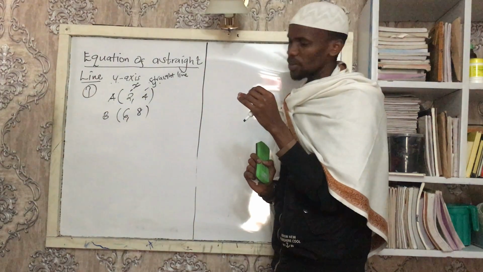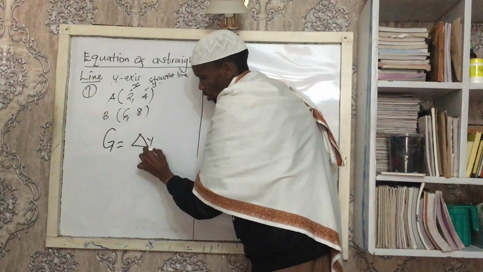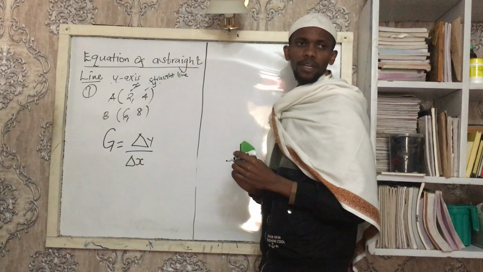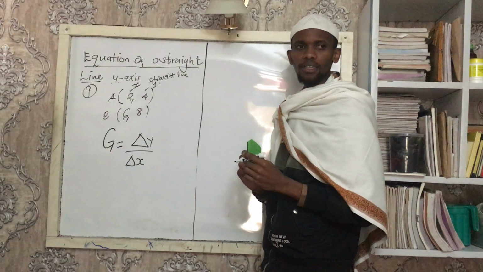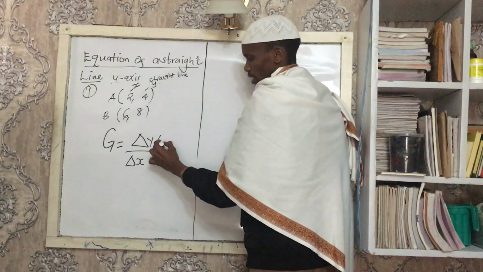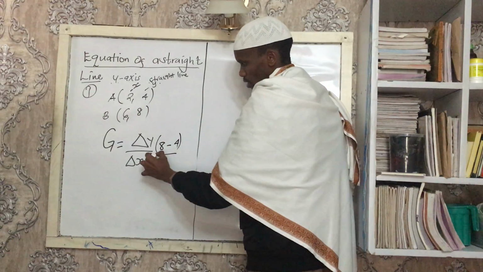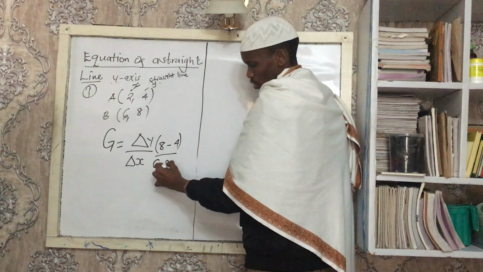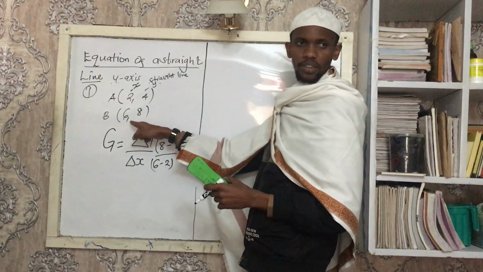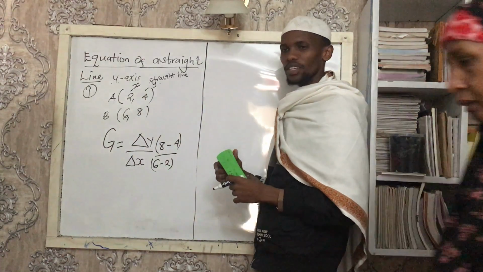Are you together? This brings us to the formula that gradient is equal to change in y all over change in x. So what is the change in y? It is 8 minus 4, over 6 minus 2. x has changed from 2 to 6, there's an increase, right? And y also has changed from 4 to 8. There's also an increase, right? Yeah.